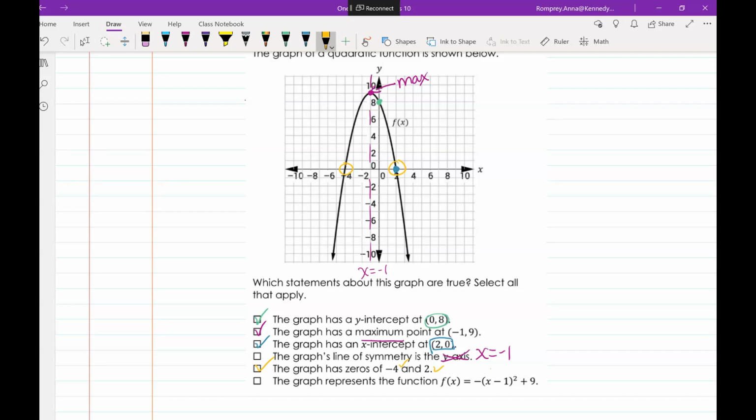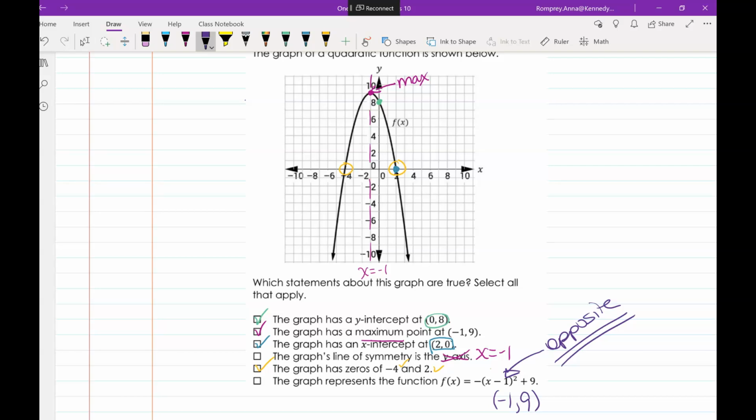All right, the graph represents the function f of x equals negative times the quantity x minus 1 squared plus 9. Okay, so I look at A and it says negative 1. Well, I know it's supposed to be negative. I don't exactly know if it's 1. I will teach you how to find that later. But let's see what our vertex is. So we said our vertex is negative 1, 9. That looks pretty good, right? Oh, I hope you said no. Remember, if anything is going on inside those parentheses, it must be opposite. So this should actually say x plus 1 squared plus 9.